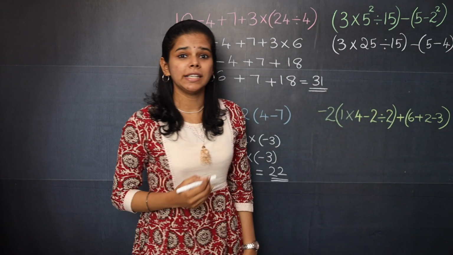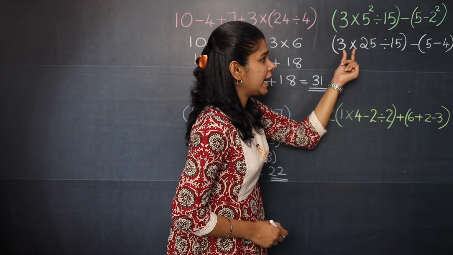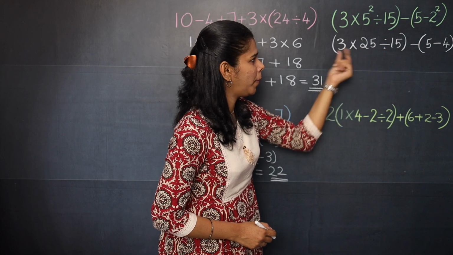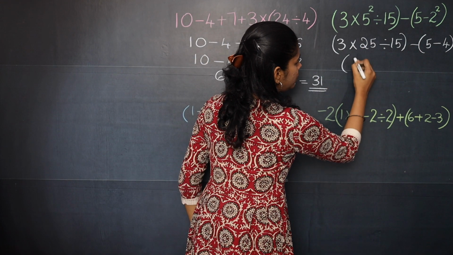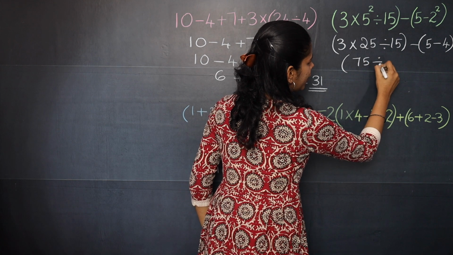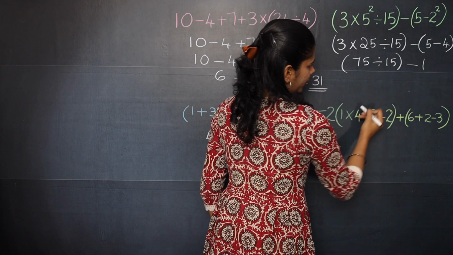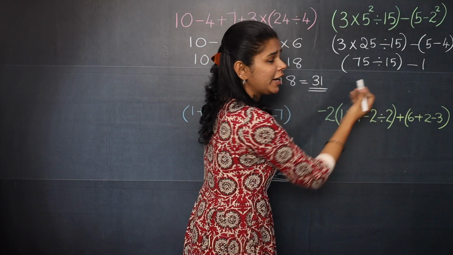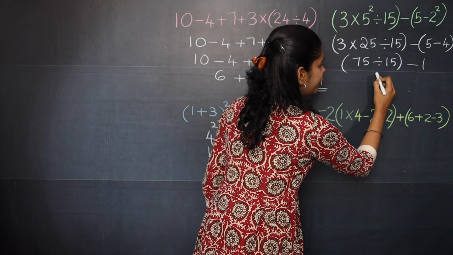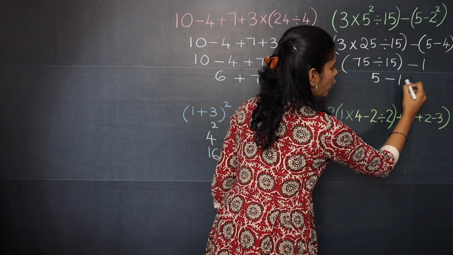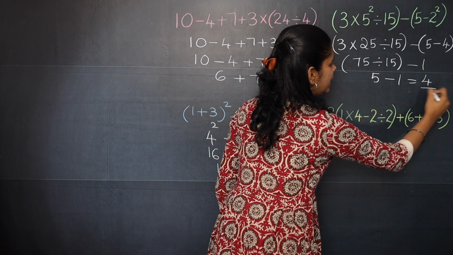Now you should do what is inside the bracket first. Here as we move from left to right, you will do multiplication first. So it becomes 75 divided by 15 minus 5 minus 4 is 1. Now what is 75 divided by 15? So it is 5. So 5 minus 1 equal to 4 is the answer.